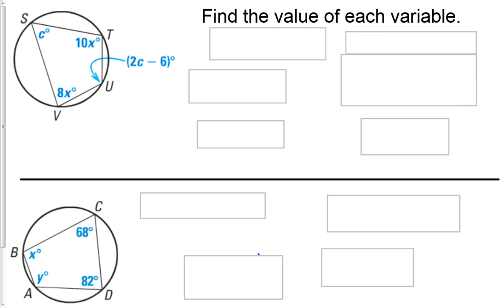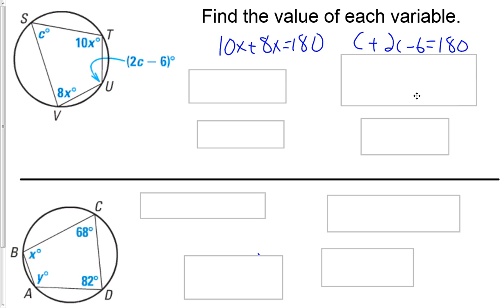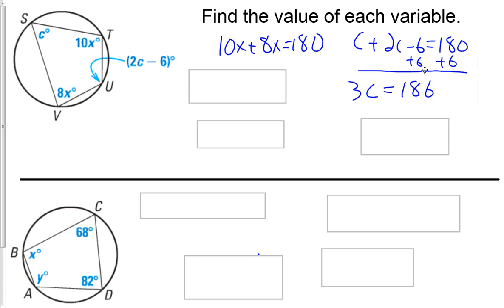I believe this is about the last slide we're at here. Find the value of each variable. We've got c and 2c minus 6, so we got one more example after this. And so those add together to equal, over here, equal 180. We got 3c minus 6, but we're going to plus 6 to both sides. 186 is 3c, divide by 3, c is 62.